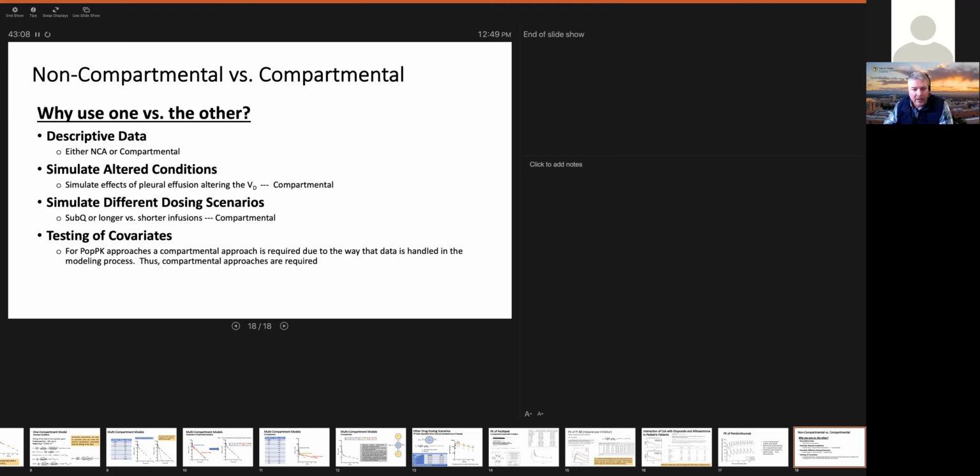Simulate different dosing scenarios, subcutaneous, or longer versus shorter infusions, or maybe you have a different formulation that's going to change how long. It's going to change your Ka. You can start doing that as well. So you have these values for absorption that you can start changing, and you can actually ask, am I going to get lower or higher?